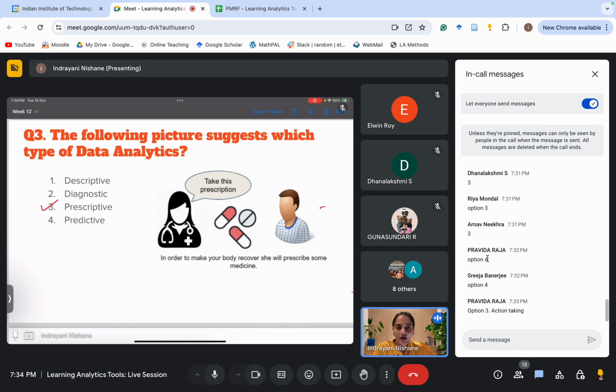Yeah, so action is being taken to optimize the recovery of the patient from illness. And similarly in learning analytics, when we translate this, the action will be taken to optimize the learning experience or the learning environment for the learner. That's why it is prescriptive analytics and not predictive analytics.